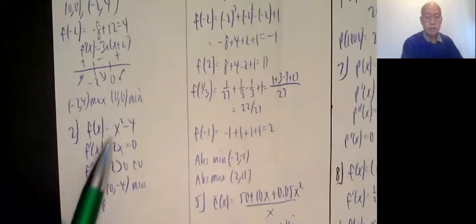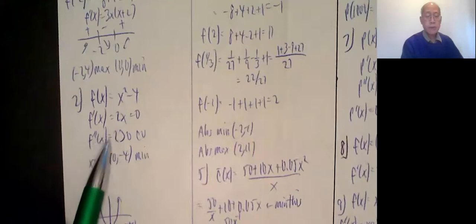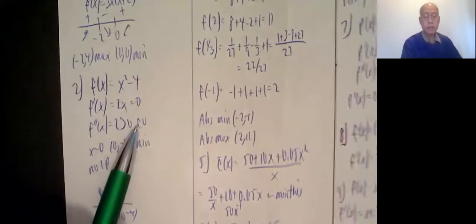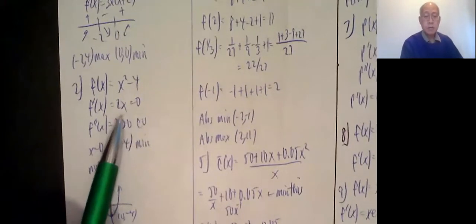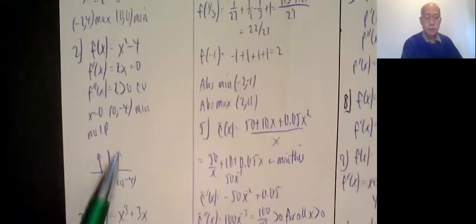Number 2, f of x is x squared minus 4. F prime is 2x. F double prime is 2. That's greater than 0. That tells me the graph is always concave up. Set 2x equal to 0. That means x is 0. 0, negative 4. It's a minimum. No inflection points. Here's my graph.